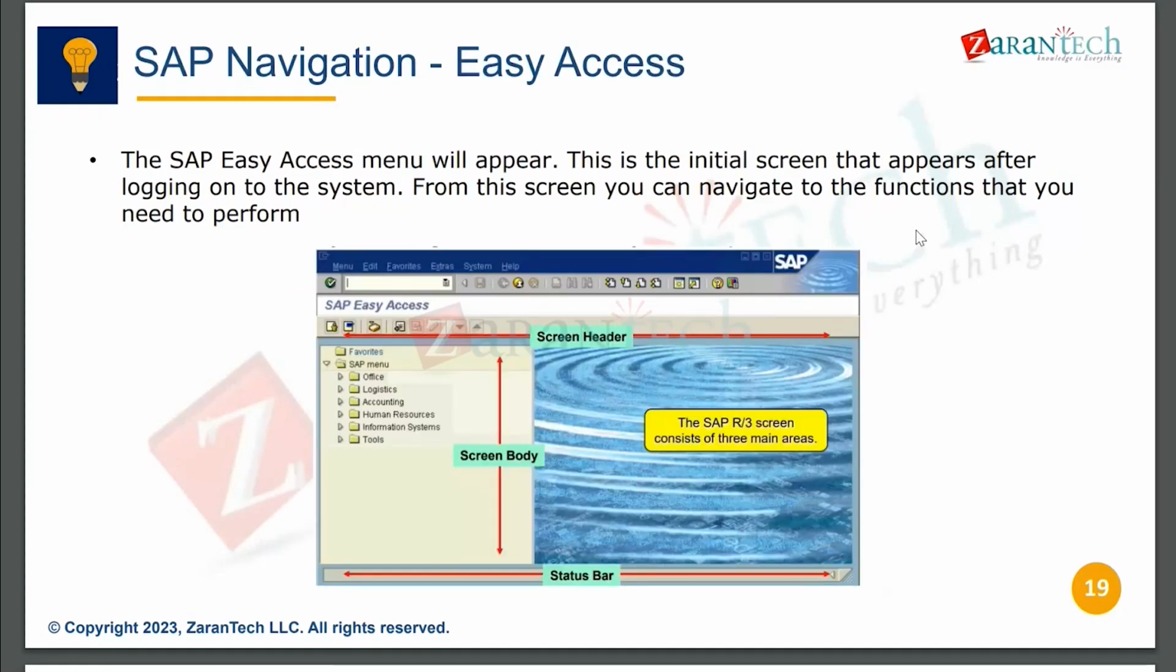Okay, and this is the screen where in SAP each session is divided into three main areas. One is the screen header, where you can see some of the buttons which have their own functionality, and in the screen body you have all the SAP menu, and the status bar. In the status bar you can see all the messages at the bottom, so whatever information or error messages appear during your transactions, during creation of your master data or transactional data, you can see those messages here in the status bar.